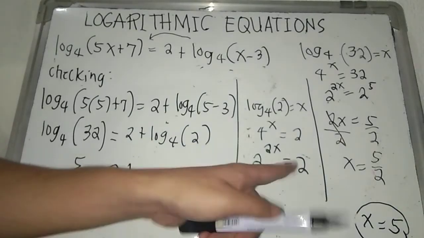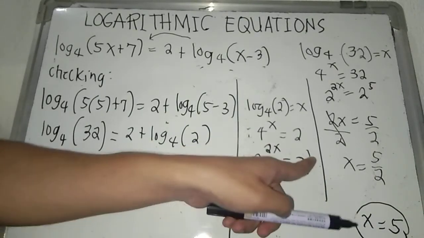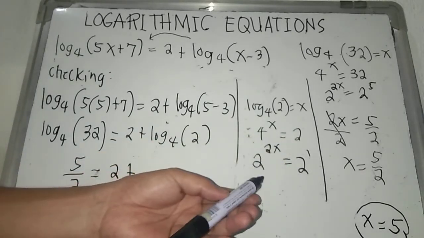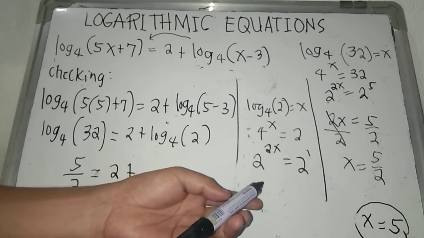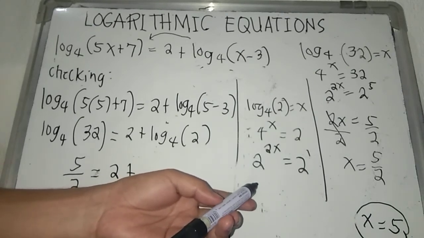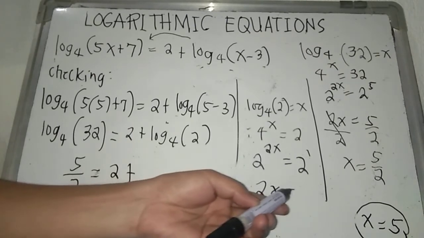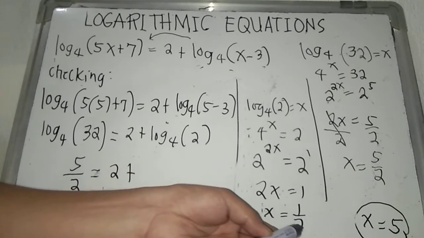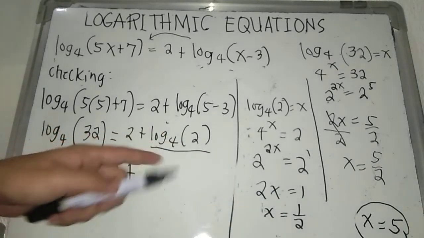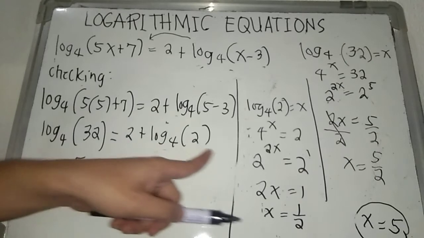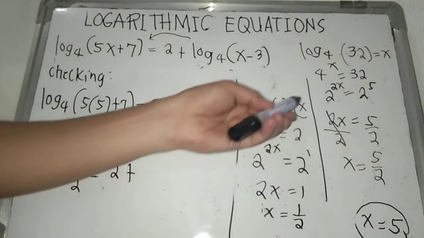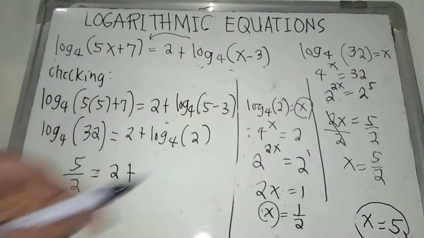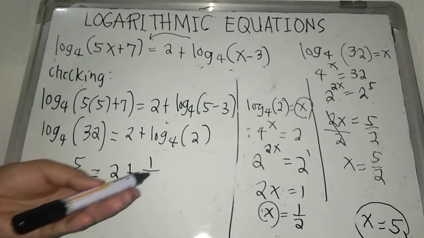Now it is understood that 2 has an exponent of 1, because 2 to the 1 is still 2. Are we having the same base? Yes, so we can now bring down our exponents. So we have 2x is equal to 1. In solving for x, x is equal to 1/2. So this term, log of 2 with the base 4, has a value of 1/2.